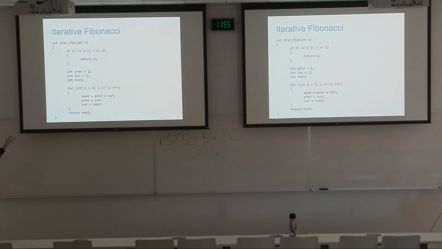Okay, if it's 1 or 2, just return 1. Otherwise, prev and cur are 1, and we define next. Start i at 3 and go all the way to n inclusively. Next is prev plus cur. Basically, we're just moving down. We've got 1, 1, and I've got prev and cur. The next one is prev plus cur, so I make 2. And then I move prev and cur down. So cur should become next, and prev should become cur.